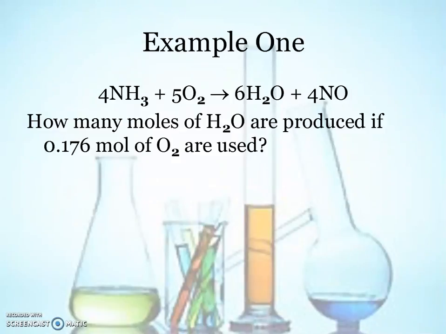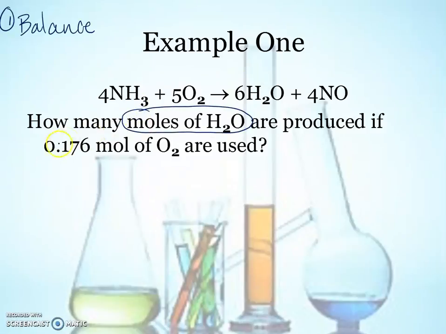It says how many moles of H2O are produced if you have 0.176 moles of O2 that are used. Okay, well, just to make it easy, we look at our mole ratio. First, we have to balance the equation. If it's not balanced, the first thing you need to do is balance it. Okay, we're lucky. It's already balanced. It says how many moles, so we're looking for moles of water, and we know that we have 0.176 moles of O2. So we're going from moles of O2 to moles of water.